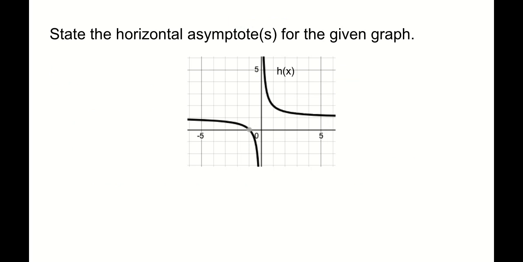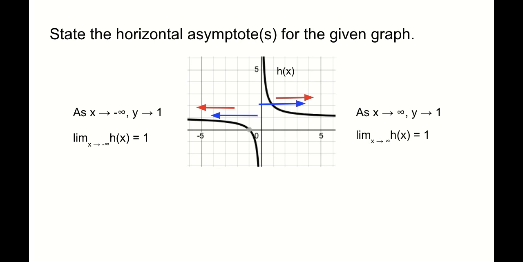Okay, so let's try this. Let's state the horizontal asymptotes for the given graph. Well, we know from before that as I go to the left, it approaches 1. So as x goes to negative infinity, y goes to 1, or I can state that as the limit of h of x as x goes to negative infinity is 1. As I go to the right, y also approaches 1. So y equals 1 is the horizontal line that both of them will approach. So the horizontal asymptote is y equals 1. Notice I wrote y equals 1. It's a horizontal line.